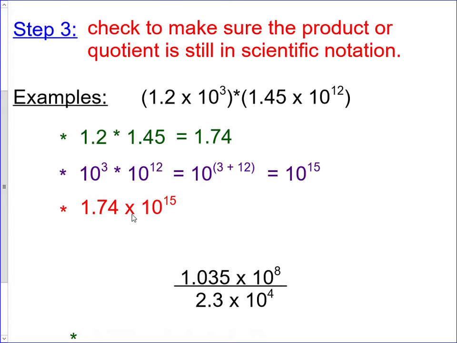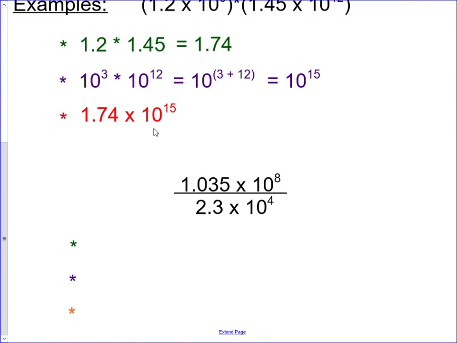When I said to check to make sure it's still in scientific notation, remember, in scientific notation you can only have one non-zero number in front of the decimal. If that's not the case, you're going to have to move the decimal either to the right or to the left and change the exponent accordingly. Let's take a look at a division problem.